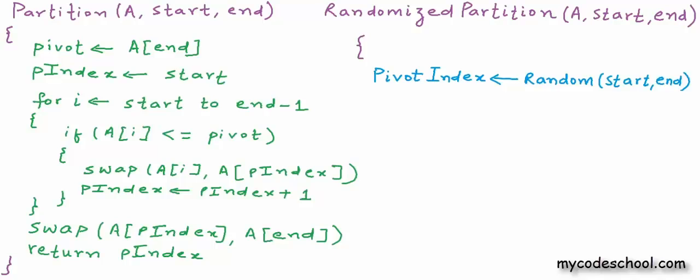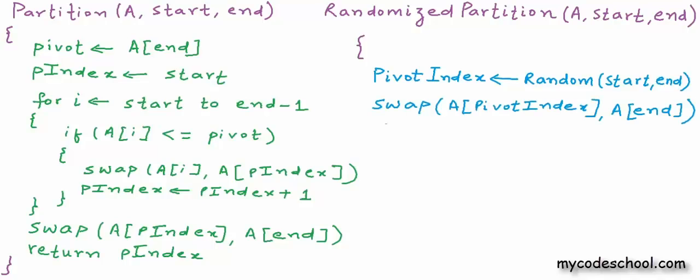Now the element at this pivot index is my pivot. I'll first swap this element at pivot index with the last element in the segment, and then I can go with the rest of the logic that I have in the partition function. So I'll simply make a call to the partition function that I've written here. In my quicksort function now, instead of calling partition directly, I'll call randomized partition. Now with this strategy, probability of hitting worst case is almost 0.